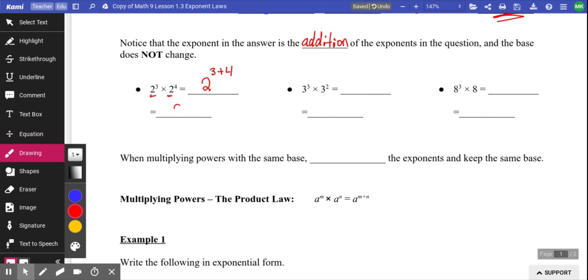That means it's 2 to the power of 7. If you look at the next one, I have 3 to the power of 3 times 3 to the power of 2. I could combine that to become 3 to the power of 3 plus 2. That means 3 to the power of 5. My last one, I have 8 to the power of 3 times 8 to the power of 1. That means I become 8 to the power of 3 plus 1. That's 8 to the power of 4.